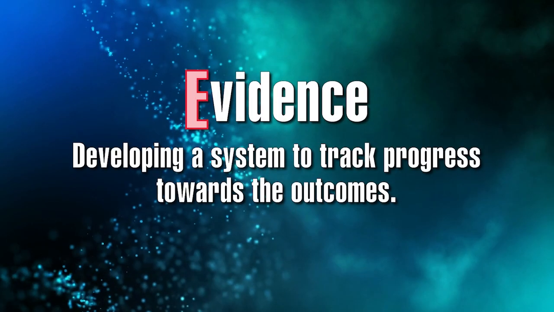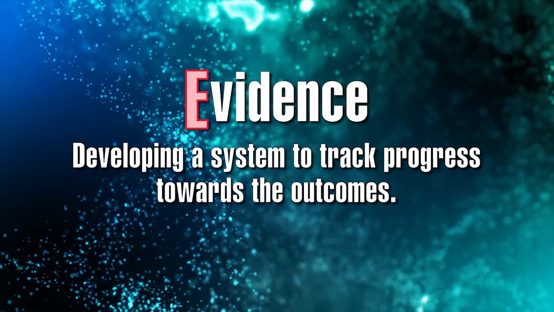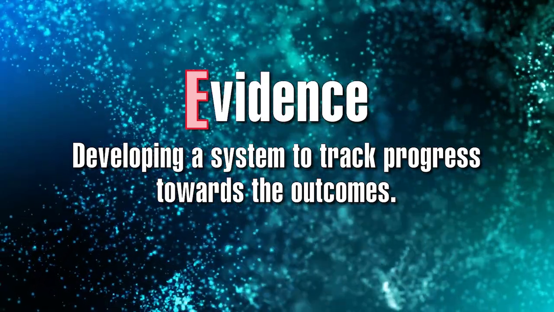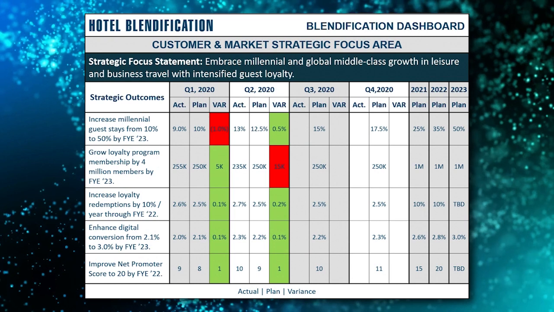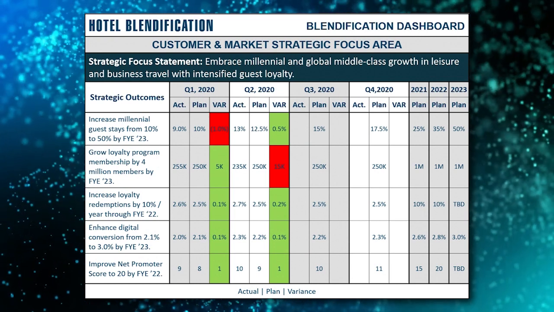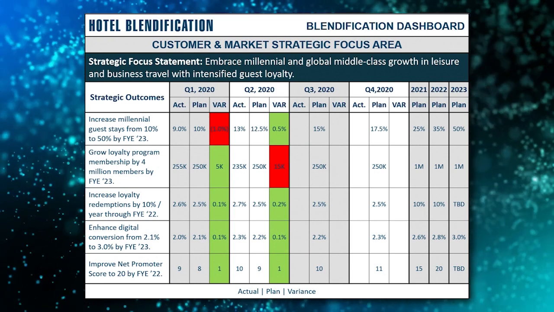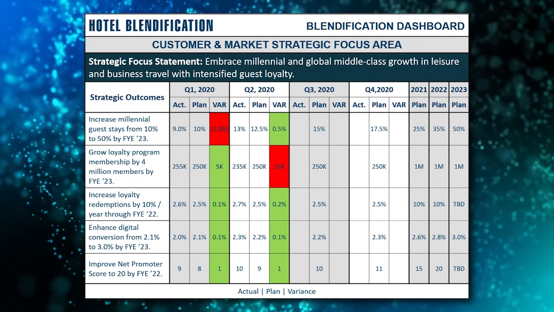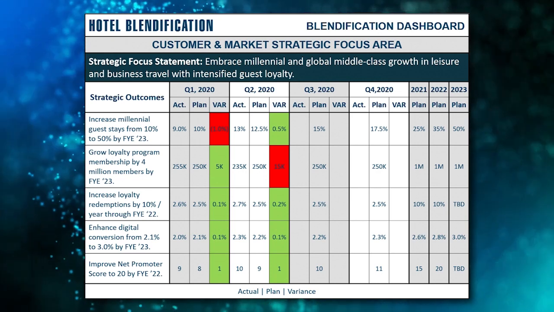The second E, or evidence, is developing a system to track progress towards the outcomes. This is a flash report or dashboard we call the Blendification dashboard, and it breaks the strategic outcomes down into specific milestones or business training blocks.